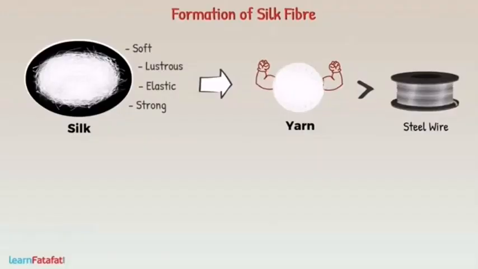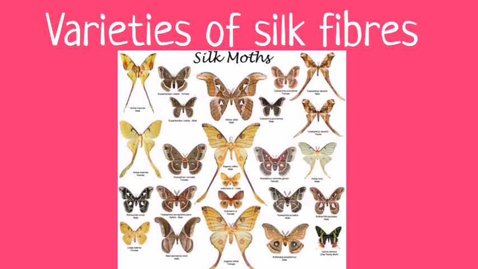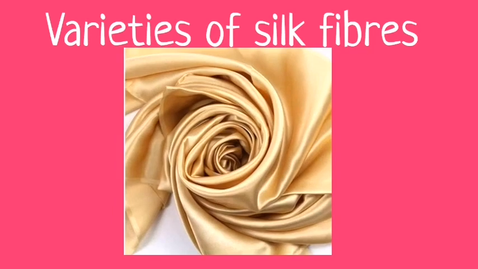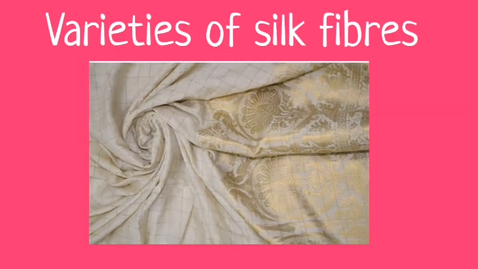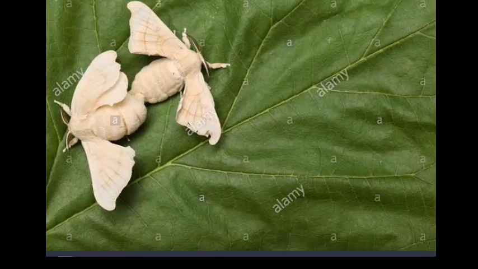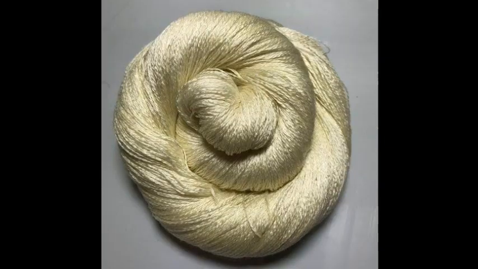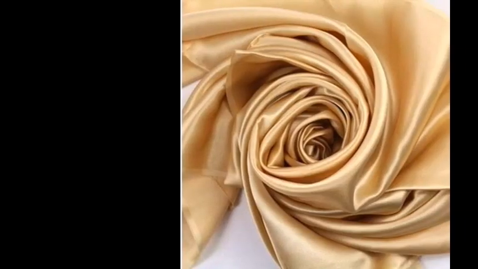The silk fibers produced from this cocoon are soft, lustrous and elastic, and the silk threads are as strong as steel wire. There are different varieties of silk moth, and the silk fibers they produce are also different in texture. So there are different varieties of silk: mulberry silk, tussar silk, moga silk, kosa silk, etc. are commercially important. The most common silk moth is the mulberry silk moth. The silk fibers produced from its cocoon are soft, lustrous and elastic and can be dyed in beautiful colors.